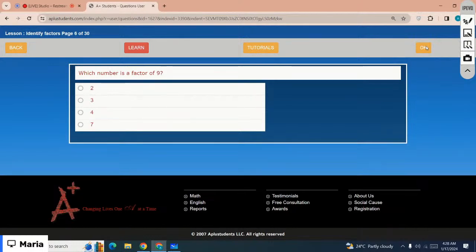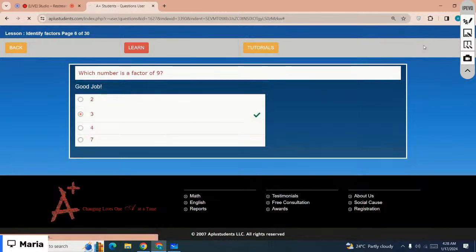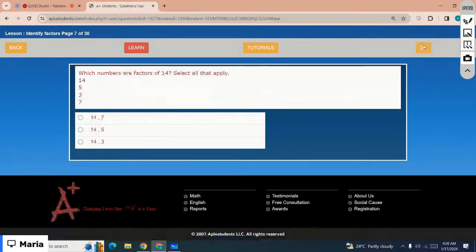Which number is a factor of 9? Yes, that is. 3 is the factor of 9. Which numbers are factors of 14? The numbers that can completely divide 14. Yes, they are 14 and 7. Option 1 is the correct one.